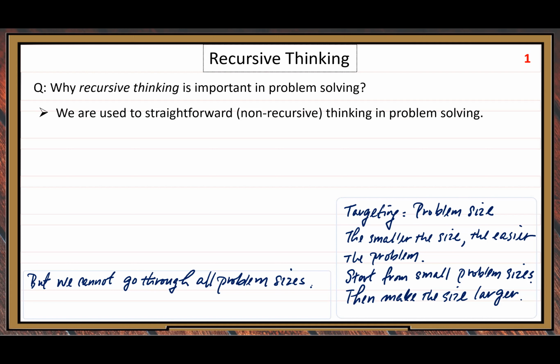You can see there is a significant gap between these two things: the implementation point of view and the thinking point of view. A big gap. How to bridge the gap? Recursion. Recursion helps us bridge the gap.